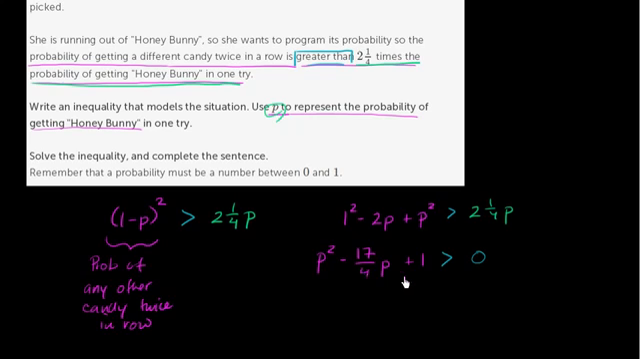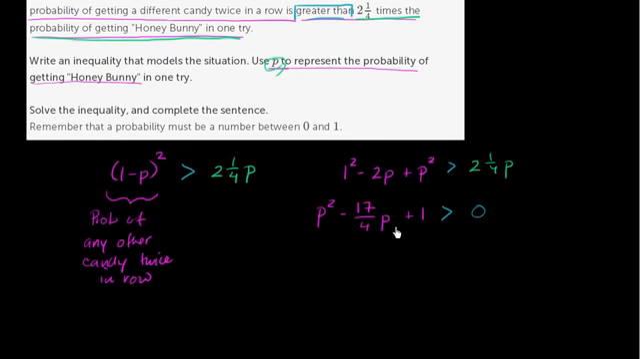And so let's think about solving this quadratic right over here. And under which circumstances is this greater than 0? And to think about it, let's factor it. And actually, before we factor it, let's simplify it a little bit. I don't like having this 17/4 right over here. So let's multiply both sides times 4. And since 4 is a positive number, it's not going to change the direction of this inequality. So we could rewrite this as 4P squared minus 17P plus 4 is greater than 0.